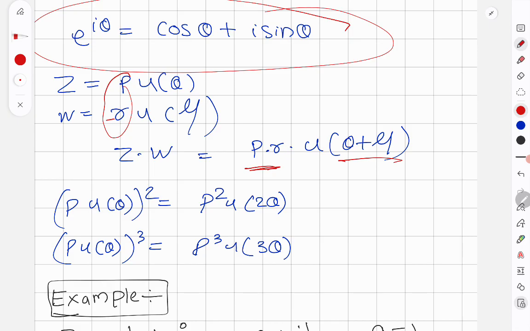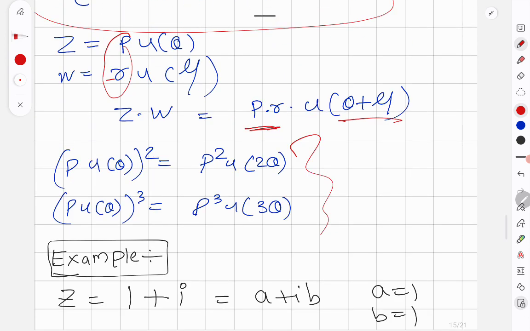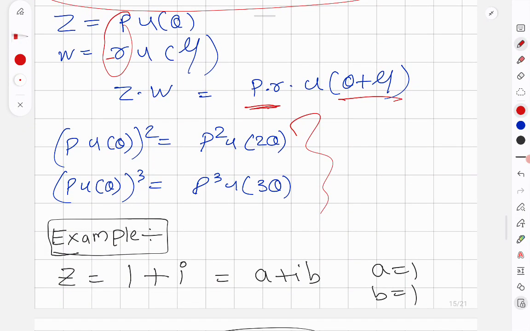You can check out the proofs, but as I said, these are just the basic things you need to know before solving any exam question. So we don't go to the proofs. I can conclude that if you have a scenario like this, with k times, it will be rho to the power k times e^(i k theta).